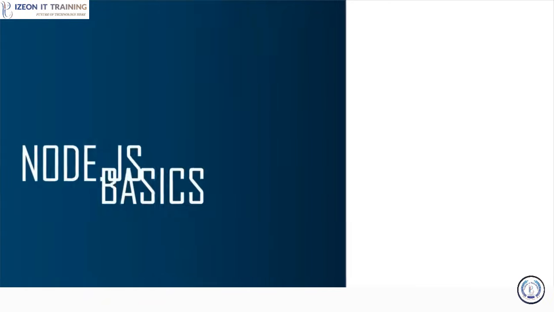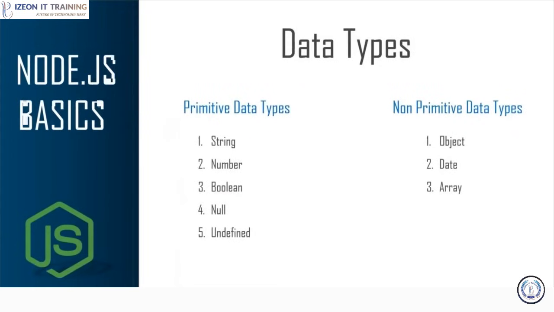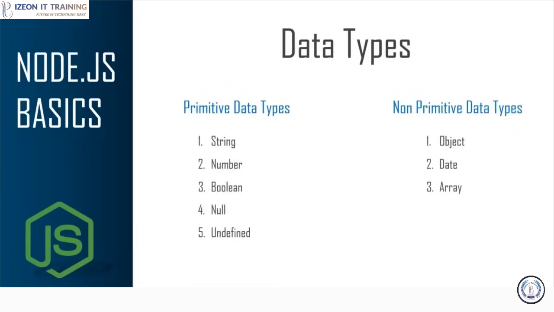So now let's go for Node.js basics. If we talk about basics, it's like any language basics. And the main thing that we need to check out as a basic is the data types. There are certain primitive data types, and there are certain abstract data types, like non-primitive data types. Primitive data types are string, number, boolean, null, and undefined. Abstract data types are object, array, and date, to name a few, by the way. There are so many others, but these are to name a few.